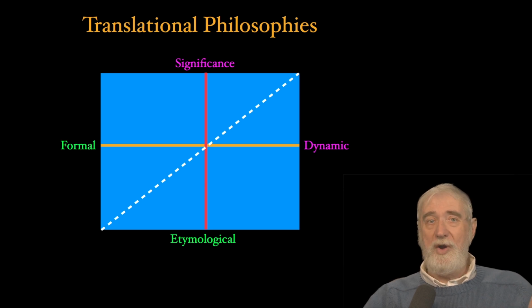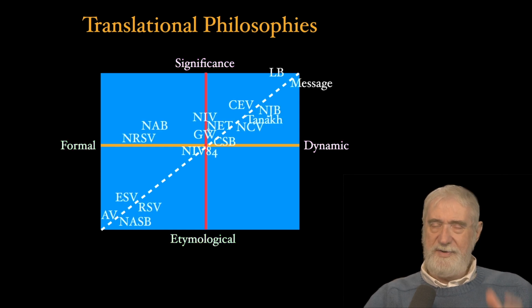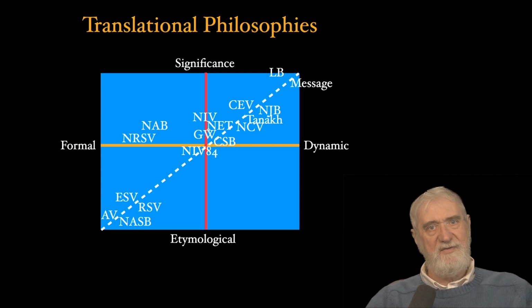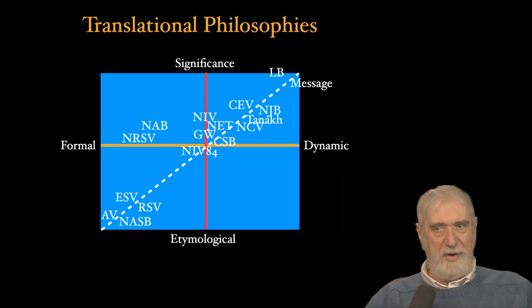So if we were to lay out along this chart a number of modern translations, and this is just my own personal judgment about how these translations work, we would see that they fall largely along this diagonal in two groups with a little bit left over. So at the lower left, we have those translations that are most formal in approach to syntax and most etymological in their approach to grammar. So we have the original King James, the Authorized Version, and the New American Standard. And close to those, the RSV and the ESV.